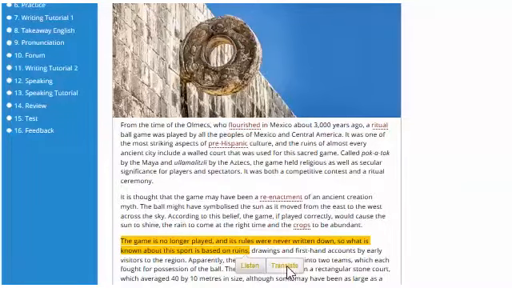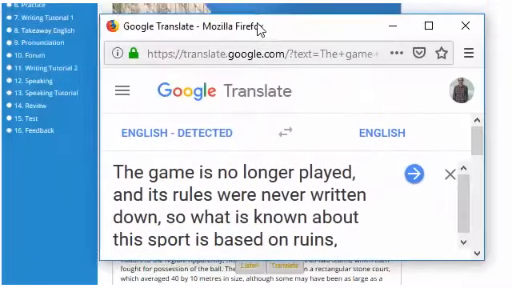They can also click on the Translate option, which opens up the selected text in Google Translate.